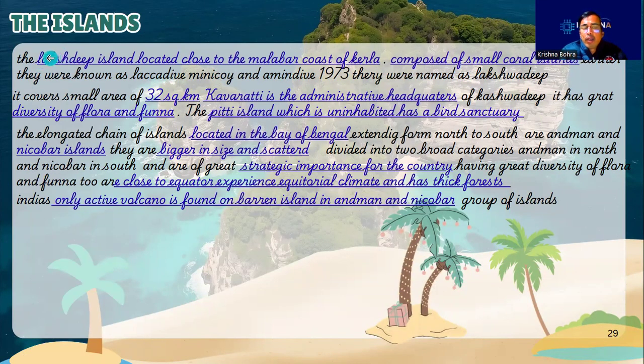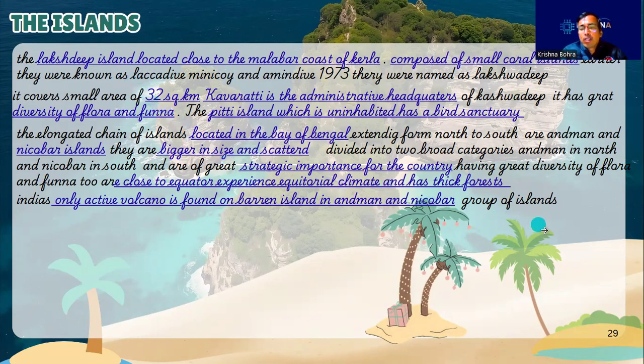Now, the remaining part of the physical divisions is the Islands. So there are basically two groups of islands. One is called the Lakshadweep Islands, located closest to the Malabar coast of Kerala, composed of small coral islands. Earlier, this was known as Laccadive, Minicoy, and Amindivi. In 1973, they were renamed as Lakshadweep.